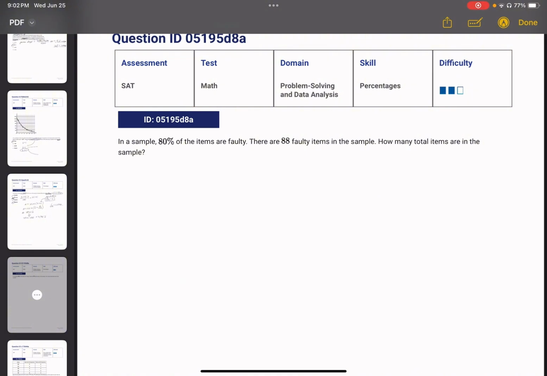Okay, in a sample, 80% of the items are faulty. There are 88 faulty items in the sample. How many total items are in the sample?